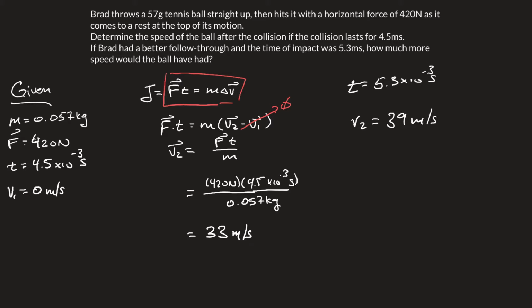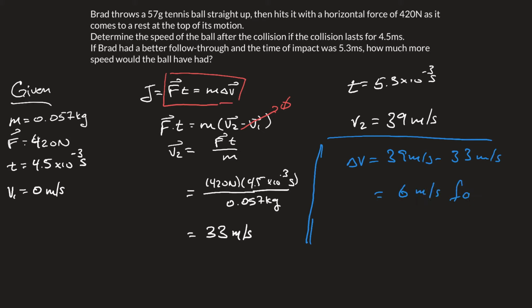So how much more? We're just going to look at the change in velocity, or the final velocity of the first attempt versus the final velocity of the second attempt. So the velocity difference between the two is simply 39 minus 33. So it would be 6 meters per second faster on his second or better attempt.